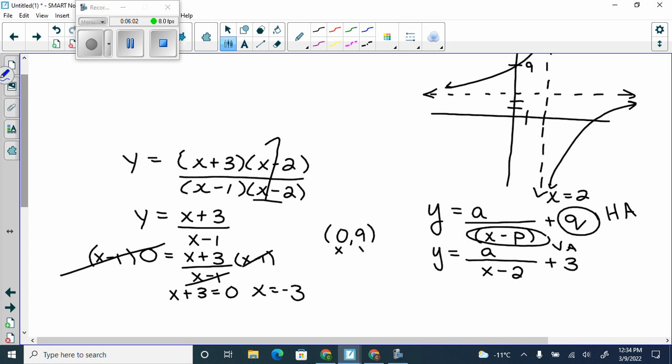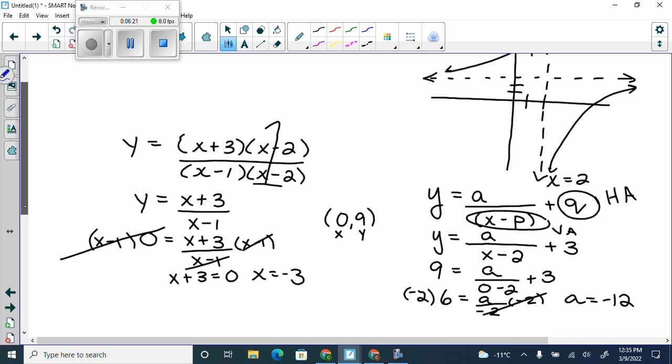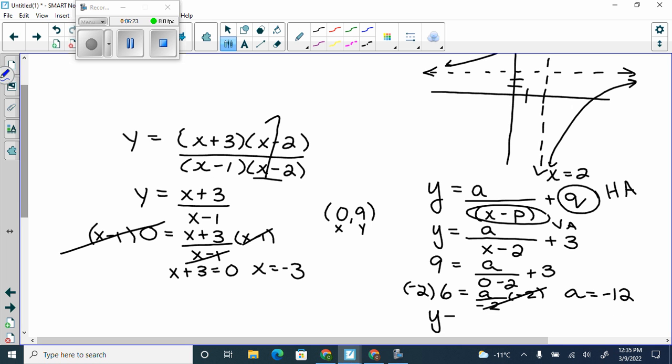That's my x and my y. So I'm going to go 9 equals a over 0 minus 2 plus 3. Subtract my 3, I get 6 equals a over negative 2. Multiply by negative 2, and my a is negative 12. And I'm not done, because that's just my a. So y would equal negative 12 over x minus 2 plus 3.